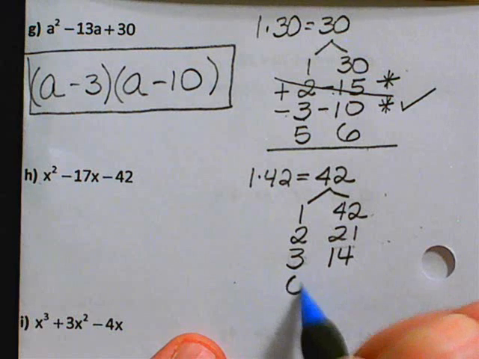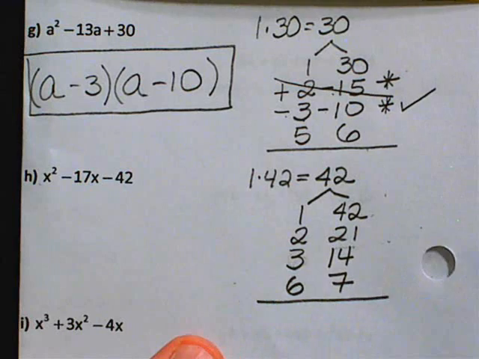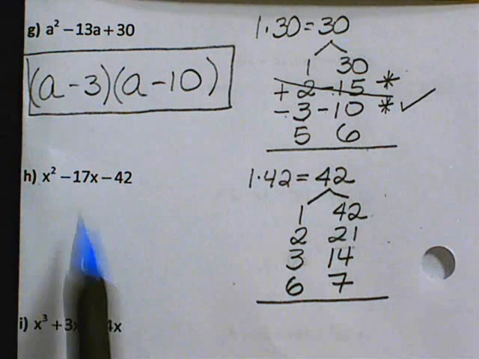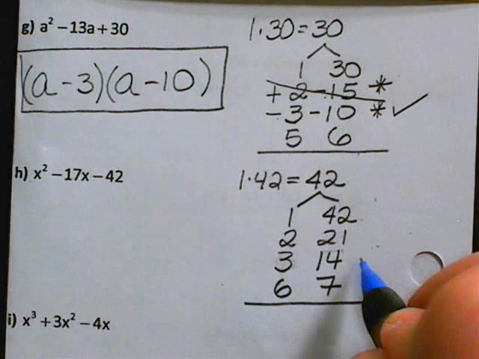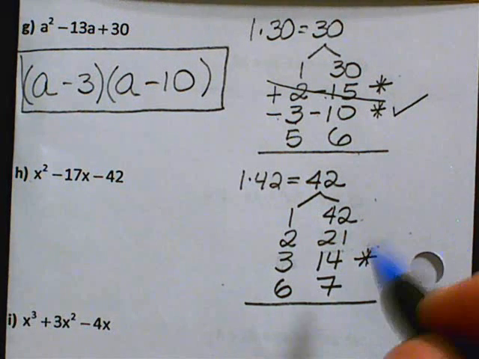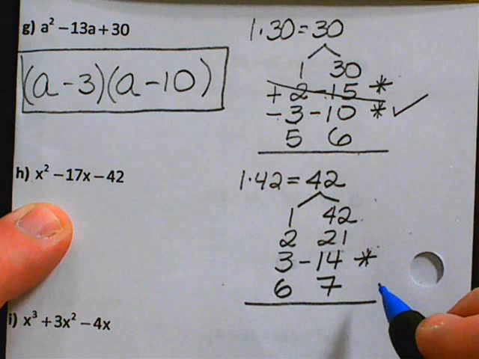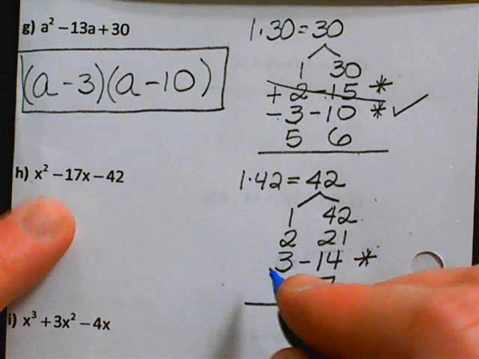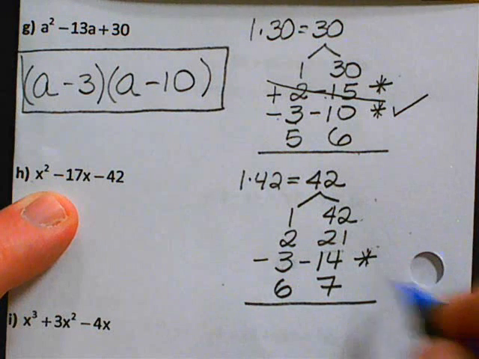Alright, now we're looking for a number that gives 17. So which pair would give me 17? Well, 14 and 3 will give you 17. 17 here is negative, so that means the 14, the biggest digit, will have to be negative. And to give me negative 17, the 3 would also have to be negative, because negative 14, negative 3 gives me negative 17.